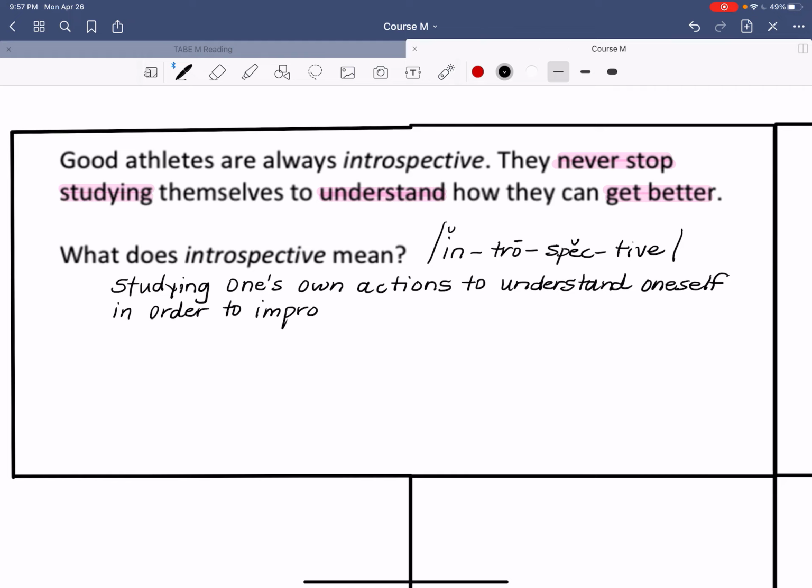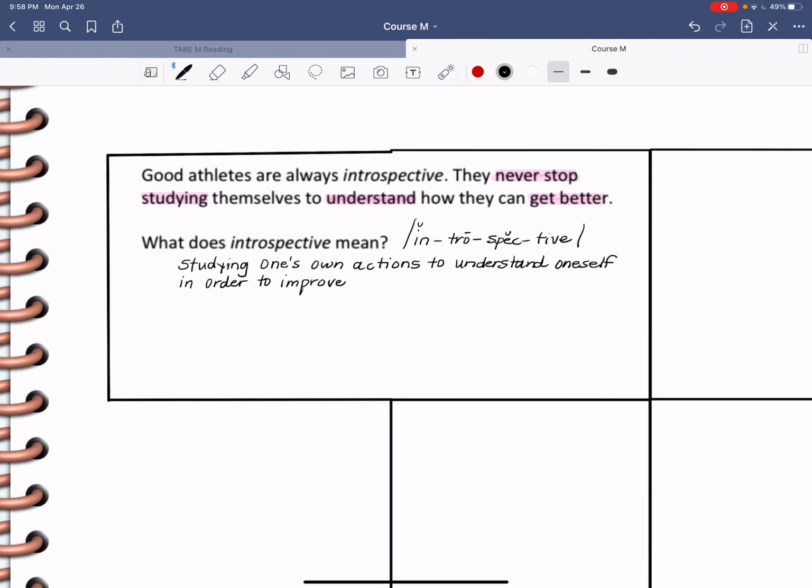And you see, I'm not just copying what's in the sentence. Part of this strategy involves putting things in your own words. So introspective means that it's a process of studying yourself to improve yourself, to make yourself a better person, a better athlete in this case. So I use the clues that are in that second sentence to help me understand what the word means. That is drawing an inference.